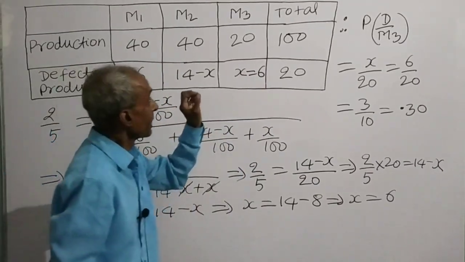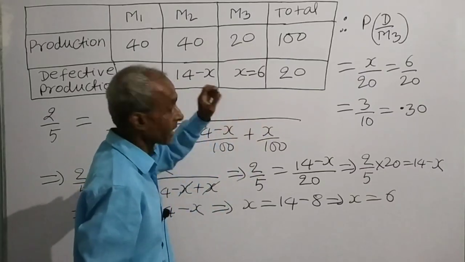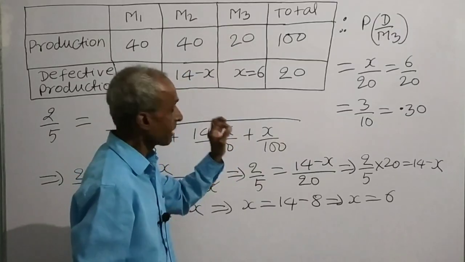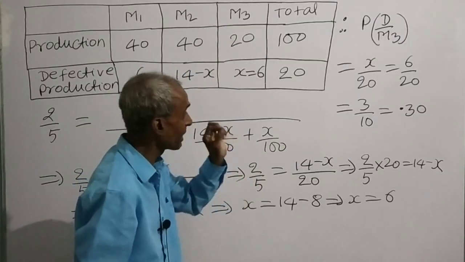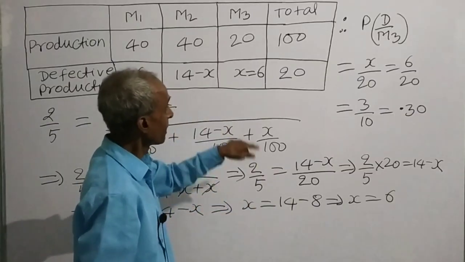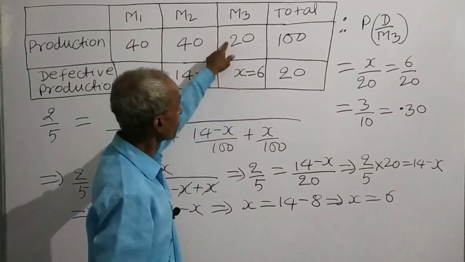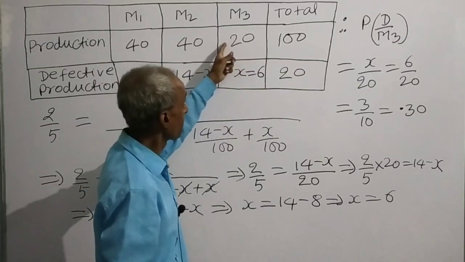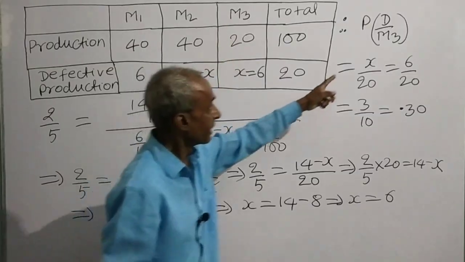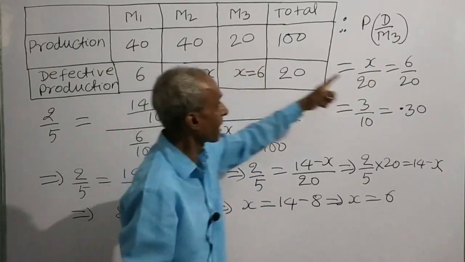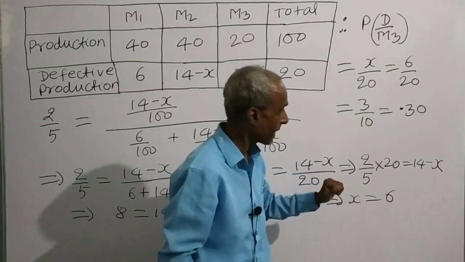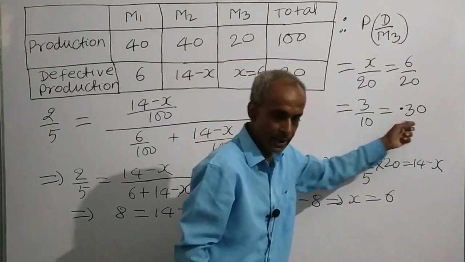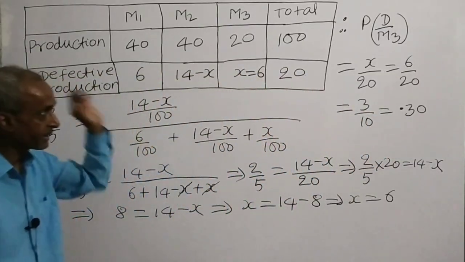Therefore, when a bulb is chosen out of the bulbs produced by M3, the probability that the chosen bulb is defective will be equal to x by 20, the number of defective bulbs produced by M3 over the total bulbs produced by M3. X by 20 means 6 by 20, that is equal to 3 by 10. This is equal to 0.30. This is the answer and the solution of this question is complete.